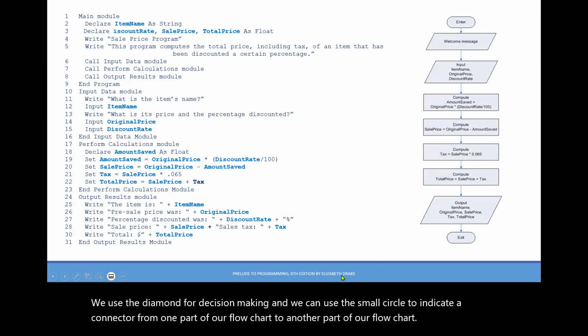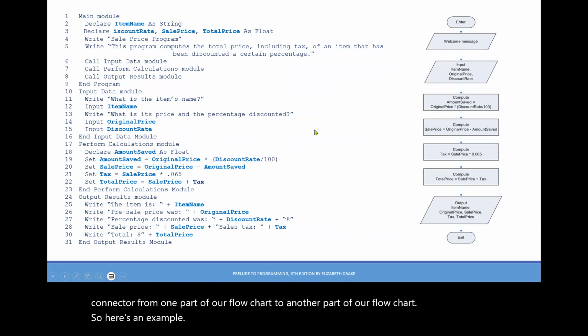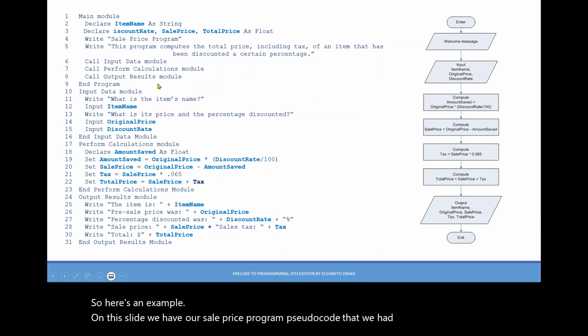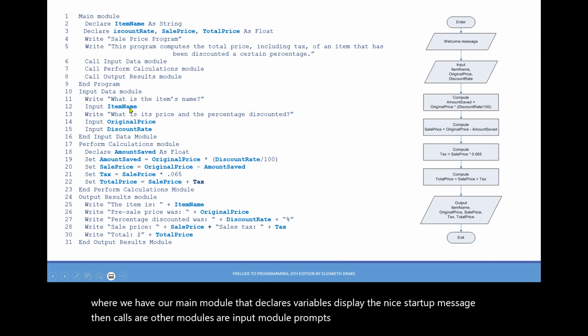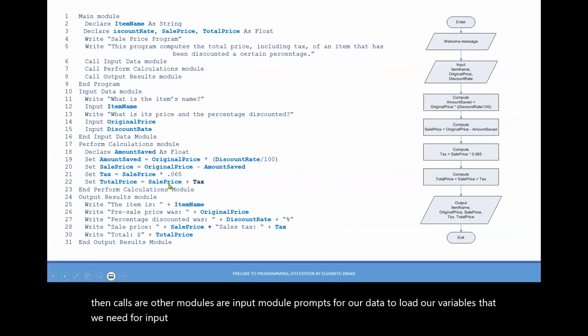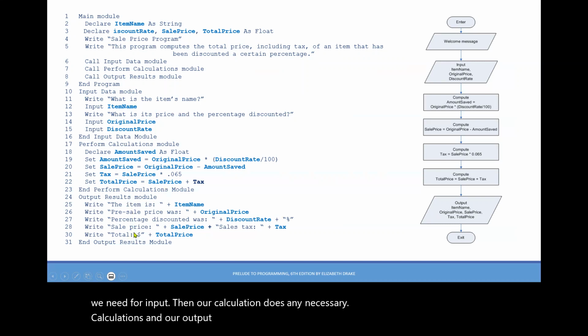So here's an example. On this slide, we have our sale price program pseudocode that we had talked about last time, where we have our main module that declares variables, displays a nice startup message, then calls our other modules, our input module, which prompts for our data to load our variables that we need for input. Then our calculation does any necessary calculations, and our output module displays our output variable data to the screen.